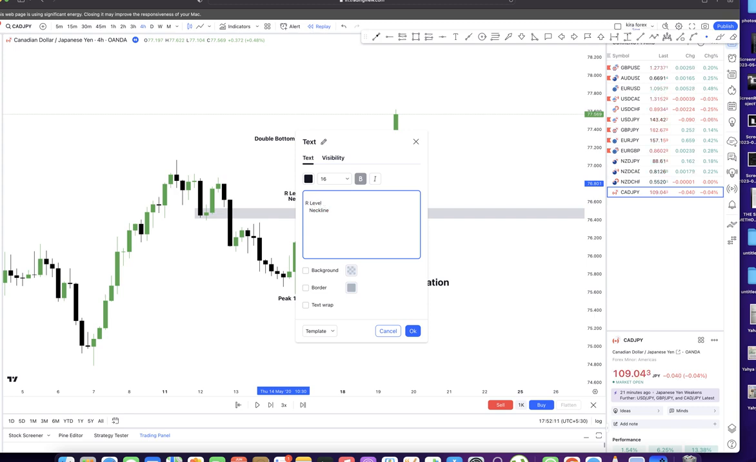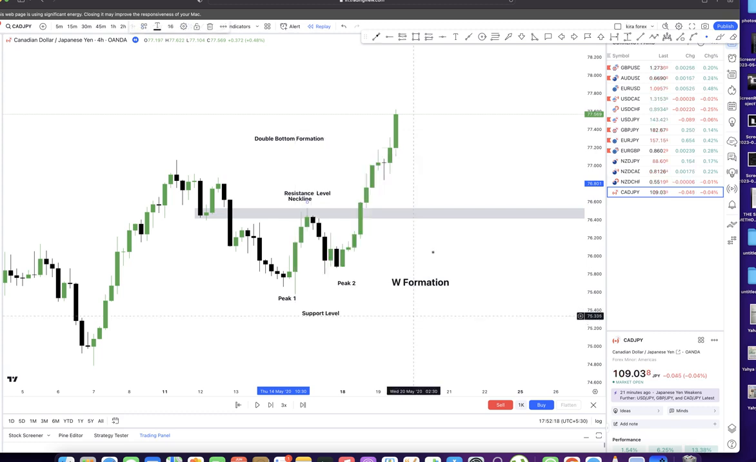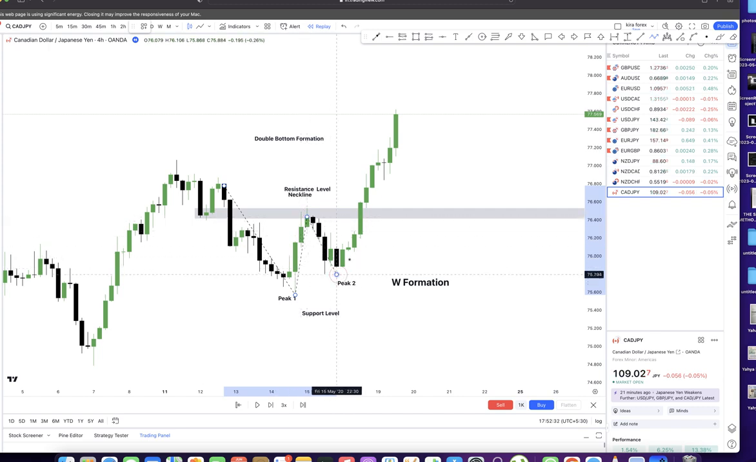So we have the resistance level at this point. This is the resistance level, which is also the neckline. So you can see that we have this formation, we have the W pattern formation this way.